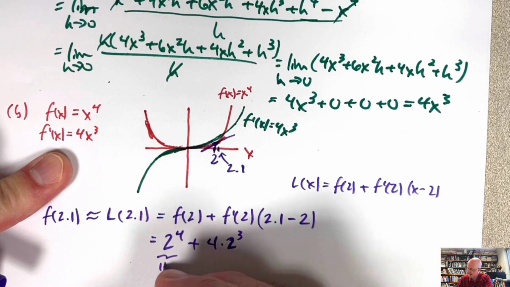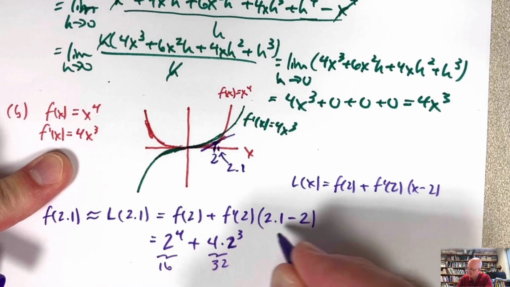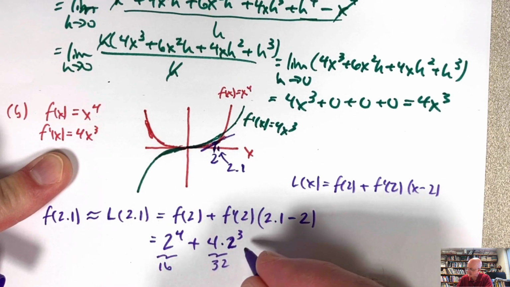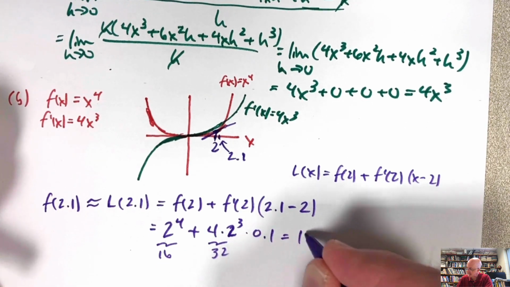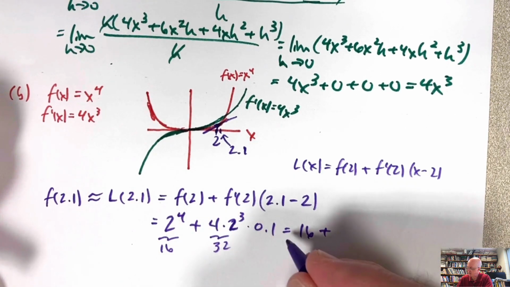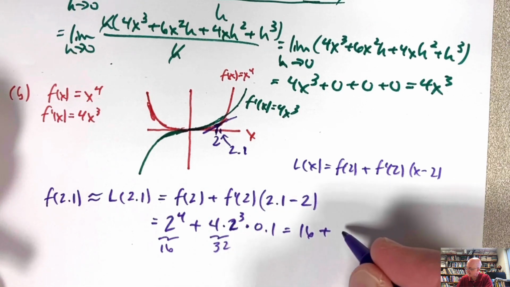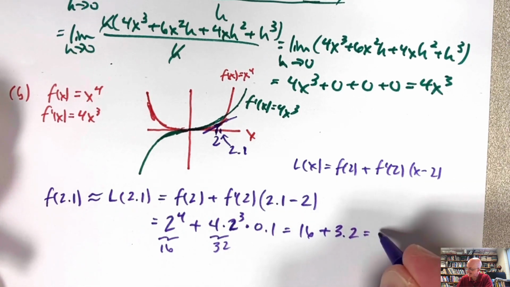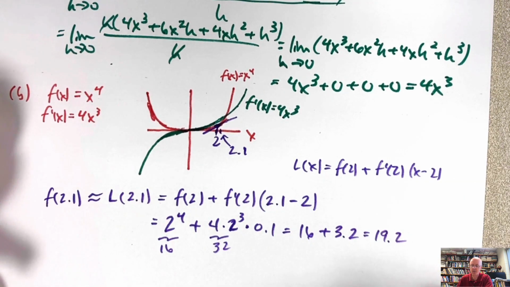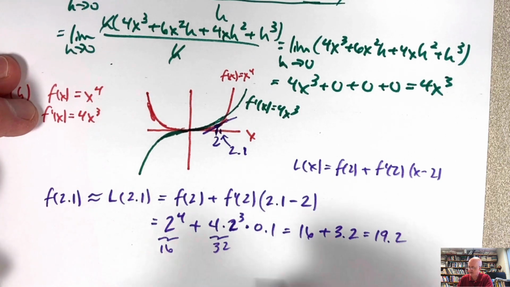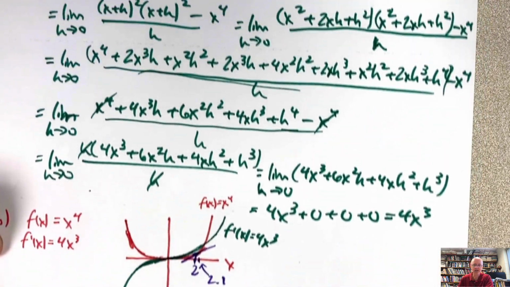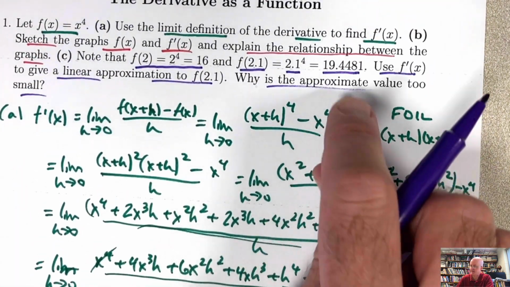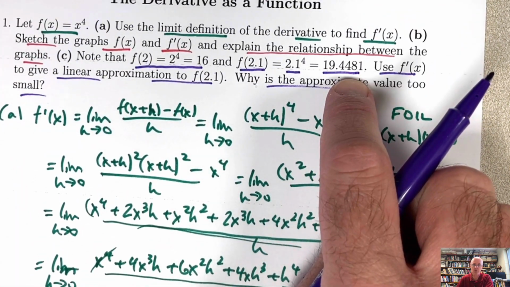This is 16. This is 32. 2.1 minus 2 is 0.1. So we end up with 16 plus 32 times 0.1 is 3.2. So we get 19.2 as our linear approximation to the value of f of 2.1, in other words, 2.1 to the 4th power. And yes, 19.2 is too small. There is the exact value for f of 2.1.